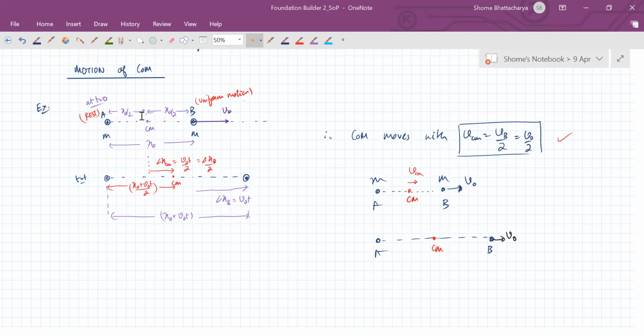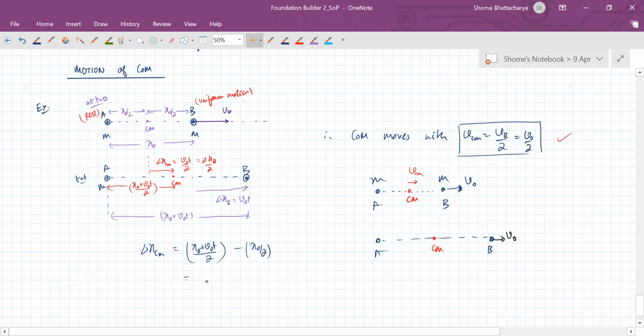Just follow the first diagram. In this, you can see that the center of mass is at a distance of x0 by 2 from the particle A. In the second diagram, the center of mass's distance from A is increasing to x0 plus v0 t by 2. So what is the change in the x coordinate of the center of mass? It is the final position, x0 plus v0 t by 2, minus the initial position, x0 by 2. So it's v0 t by 2, which is nothing but velocity of the center of mass into time. So you can see that VCM is v0 by 2.